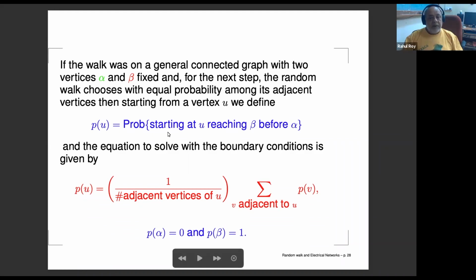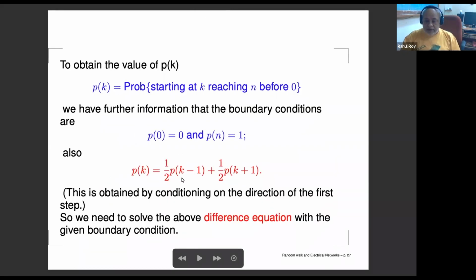So Pu is the probability starting at u, reaching beta before alpha. And just like earlier, we can write Pu by conditioning. Look at the denominator here; it tells you the number of adjacent vertices. So suppose there are k adjacent vertices. It takes a step with probability 1 over k to an adjacent vertex. Let's say the adjacent vertex is v, and from there the probability of going to beta before alpha is exactly p of v. And we have to sum over all possible adjacent vertices, just like I had done earlier, where I summed over the two adjacent vertices, namely k minus 1 and k plus 1.